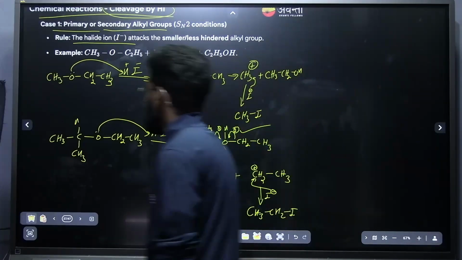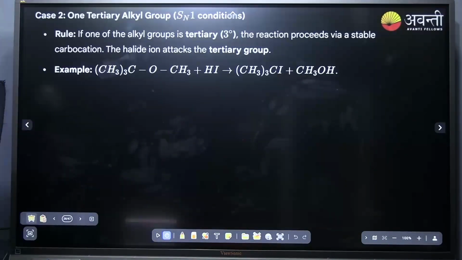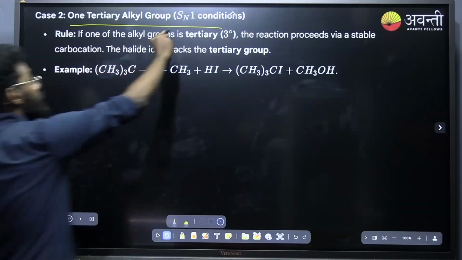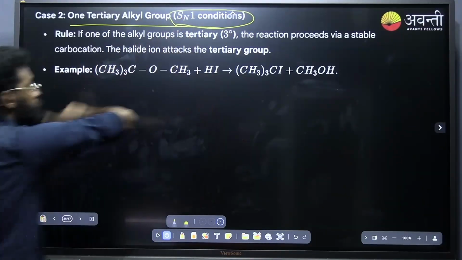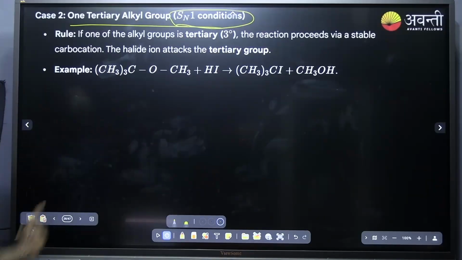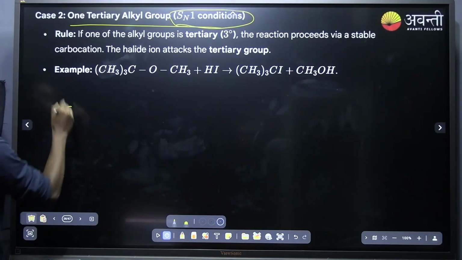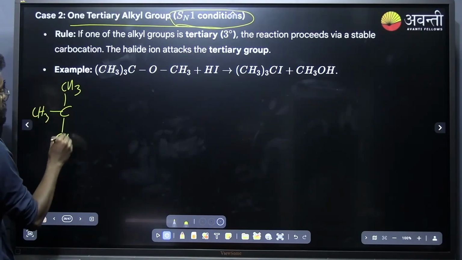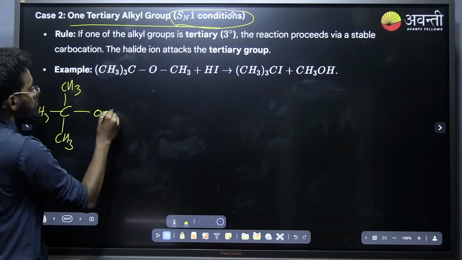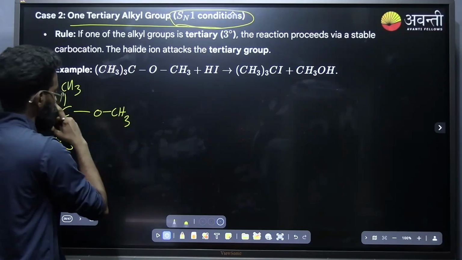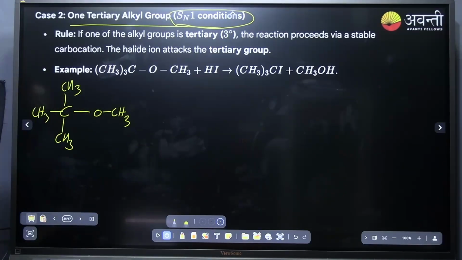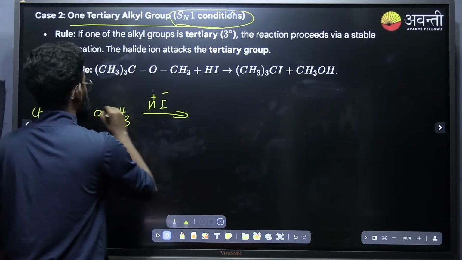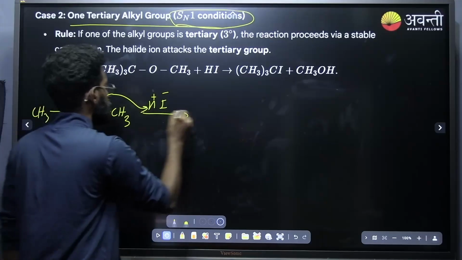Thank you. Okay, now next one, if there is a tertiary alkyl group, if one is a tertiary alkyl group, then it will be following the SN1 mechanism. The previous one, primary and secondary, follows SN2. So here, if at least one alkyl group is tertiary, what is going to happen? First step is protonation.